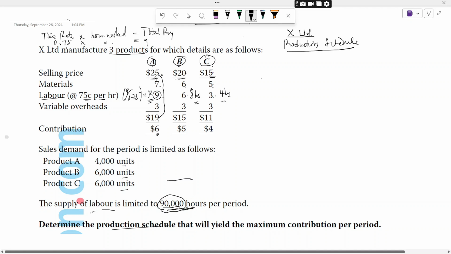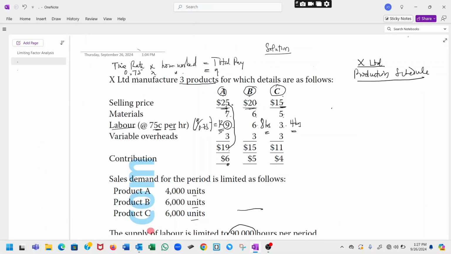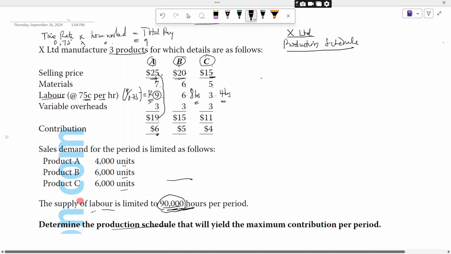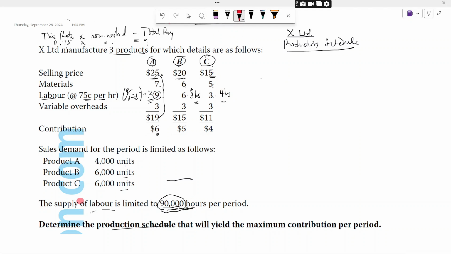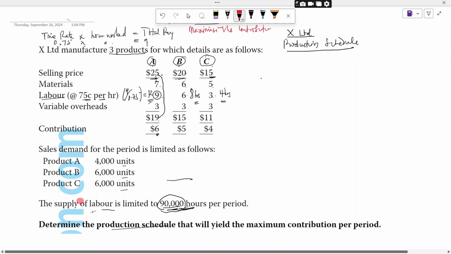Okay. Now, I stated earlier in our previous lesson that if you want to solve limiting factor analysis, the key point that you need to identify is that you need to maximize the contribution per unit of limited resource. Okay, so we need to find the contribution.